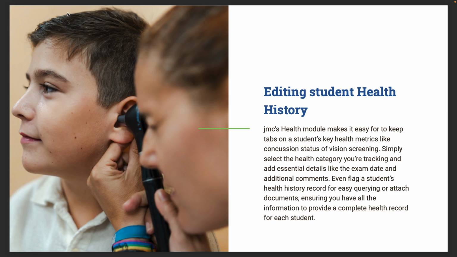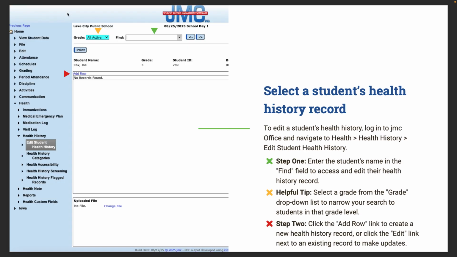JMC's health module makes it easy for you to keep tabs on students' key health metrics like concussion status or vision screening. Simply select the health category you're tracking and add essential details like the exam date and additional comments. Even flag a student's health history record for easy querying or attach documents, ensuring you have all the information to provide a complete health record for each student.